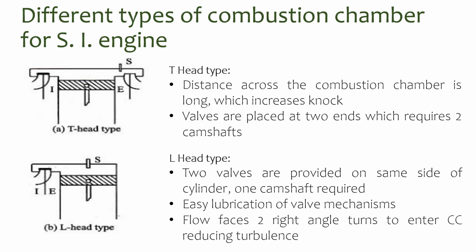Now we'll see different types of combustion chambers for SI engines. The first type is known as the T-head type, in which the distance across the combustion chamber is long, which increases the knocking tendency. Valves are placed at two ends, which requires two camshafts. The second one is called the L-head type. Two valves are provided on the same side of the cylinder and one camshaft is required. Lubrication is easy for this type of cylinder head. The flow faces two right-angle turns to enter the combustion chamber, which will reduce the turbulence.